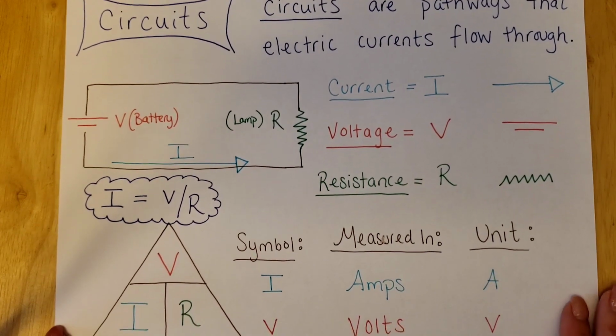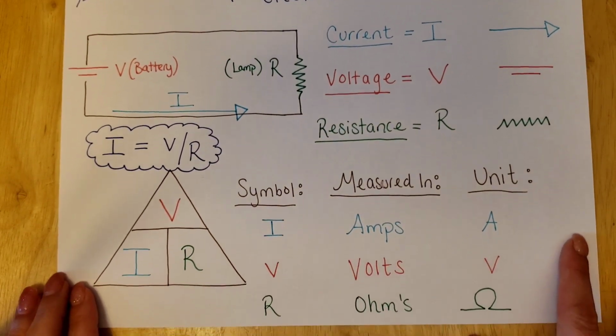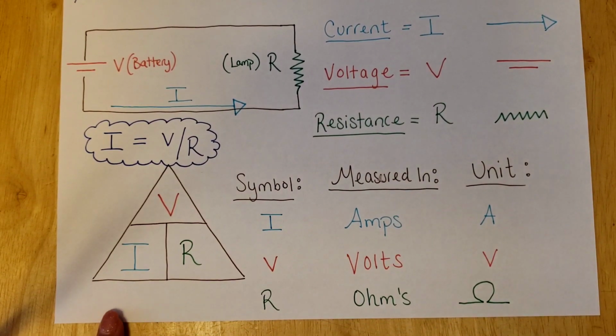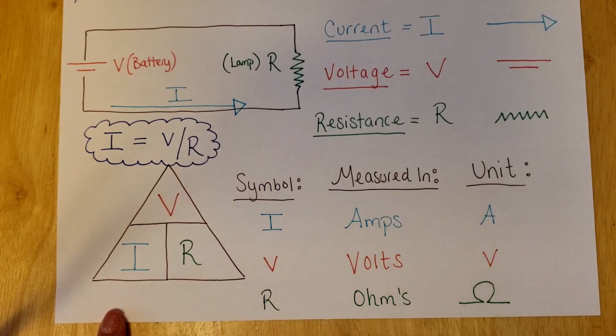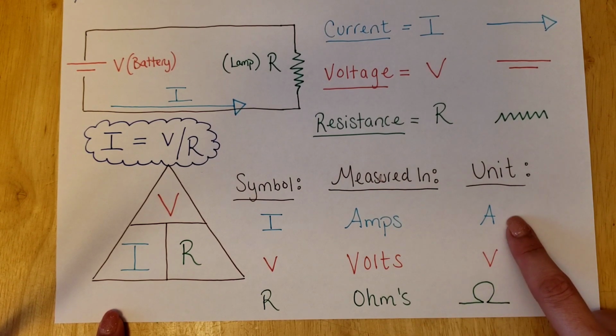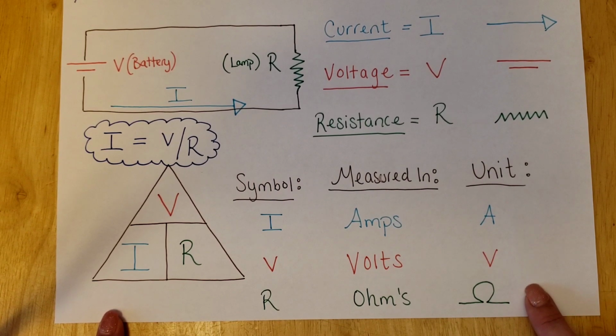Okay, we're still going to use the same equation from last week. Ohm's law states that current equals voltage divided by resistance, our little helpful triangle in case you need it. And just to refresh your memory, what do we measure each thing in? Current is measured in amps, voltage is measured in volts, and resistance is measured in ohms.